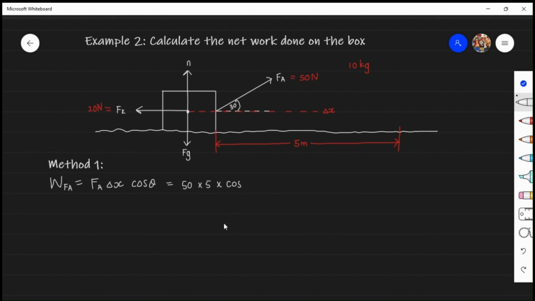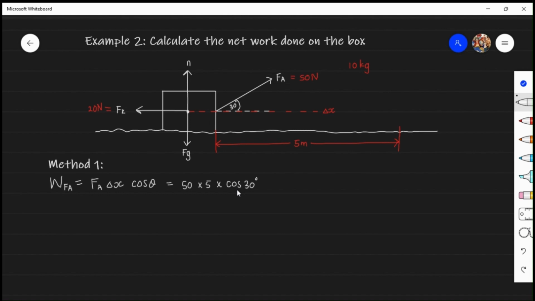Now, we need to figure out what is the angle between our displacement and our applied force. As you can see from here, this is our displacement and this is our applied force, and you can see that there is an angle of 30 degrees. Now, something important to take note of: you should be used to breaking up angles at an incline into their components, the perpendicular and parallel components, or you can call it the X and Y components.